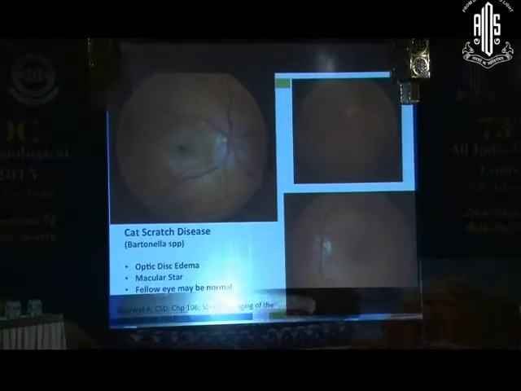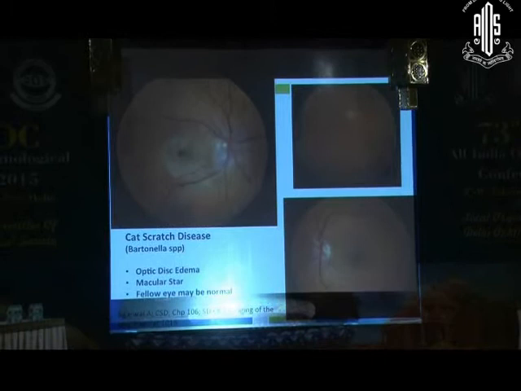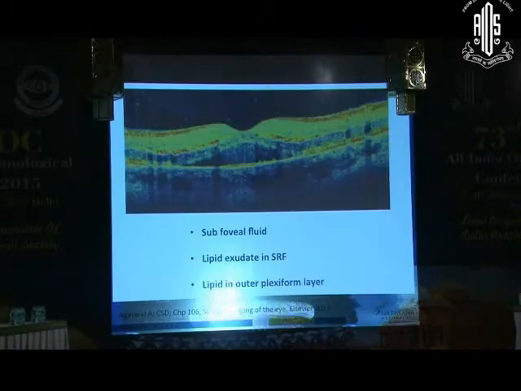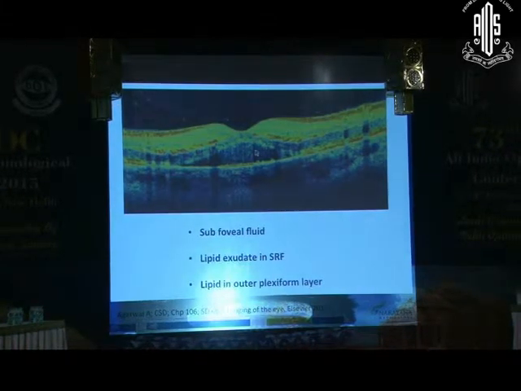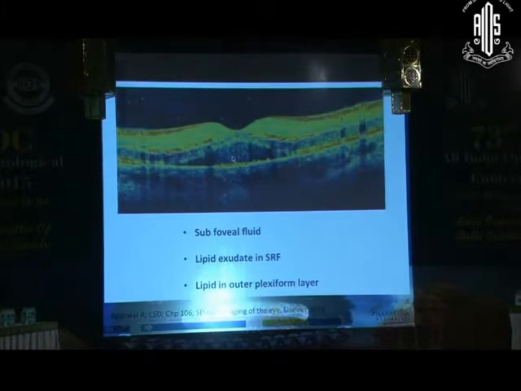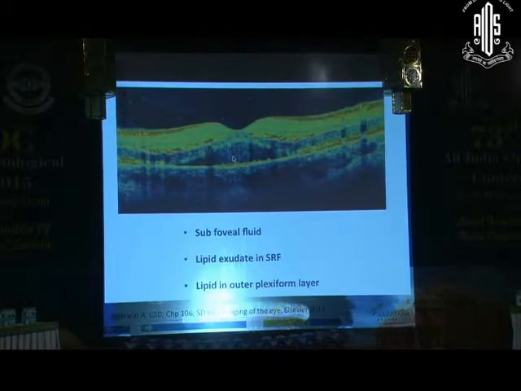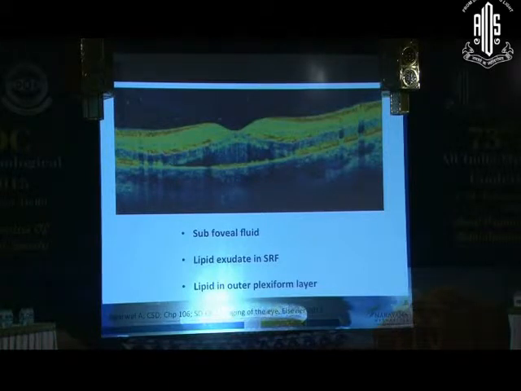Now, cat scratch disease is classically seen with optic disc edema, macular star, and sometimes the fellow eye is normal. What is seen here is the fact that there's subretinal exudation. Just monitoring this can sometimes tell you how well the vision improves.